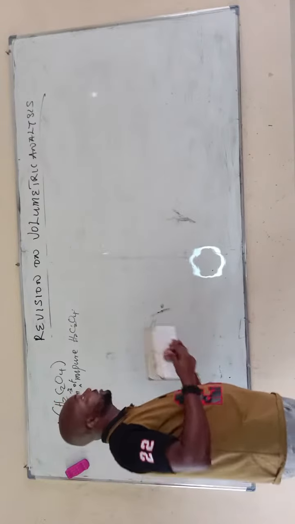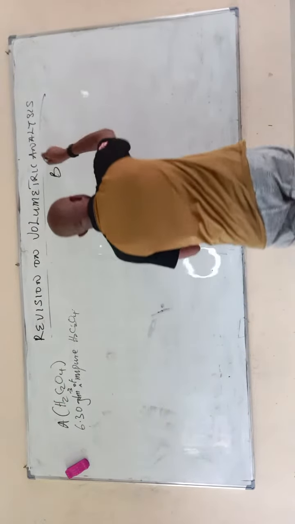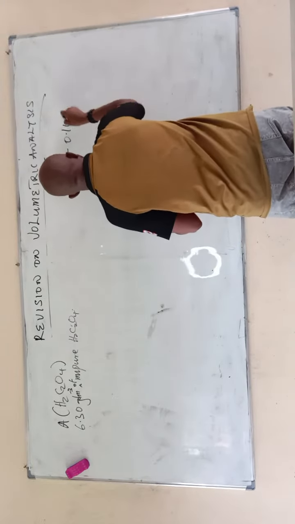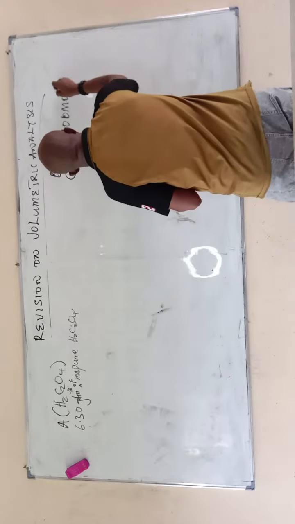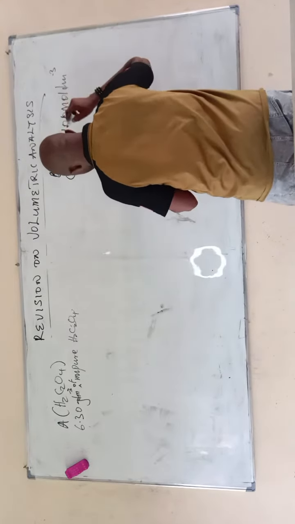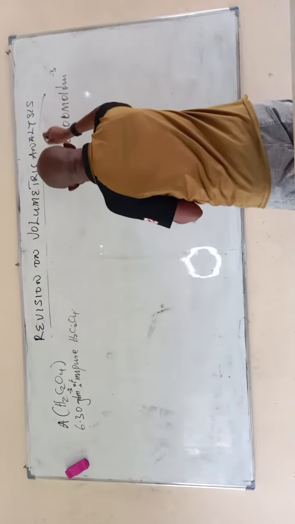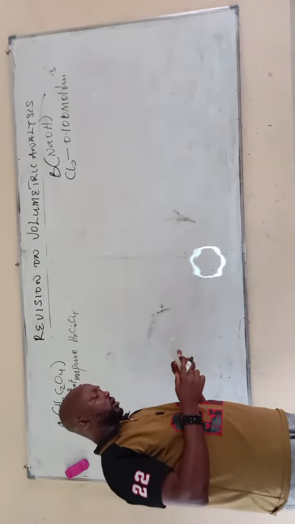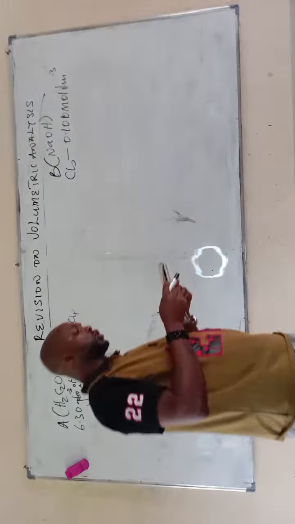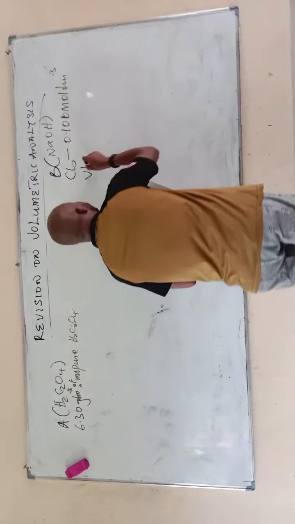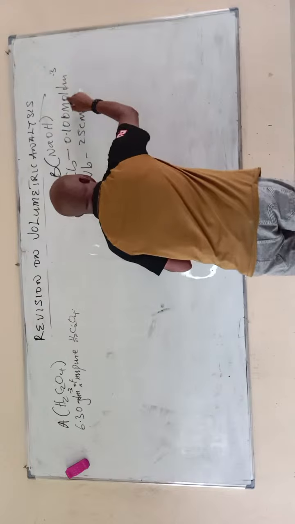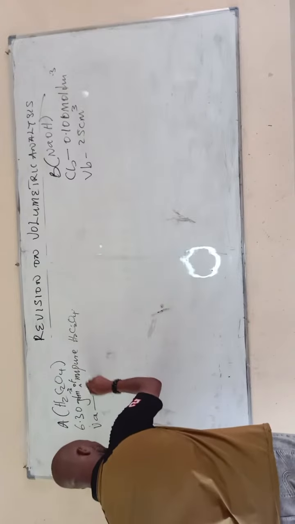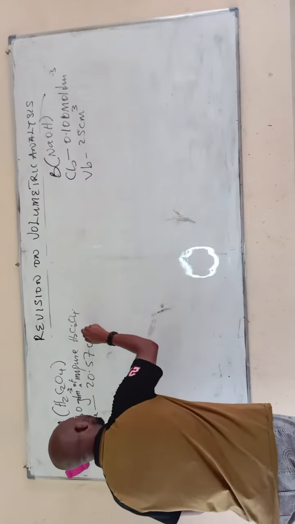Now, we say B is 0.10 mole per dm cube of sodium hydroxide, NaOH. We should use 25 cm cube of the base. Volume of the base is 25 cm cube. And when we do that, we get the volume of the acid, Va, to be 20.57 cm cube at the end of the titration.